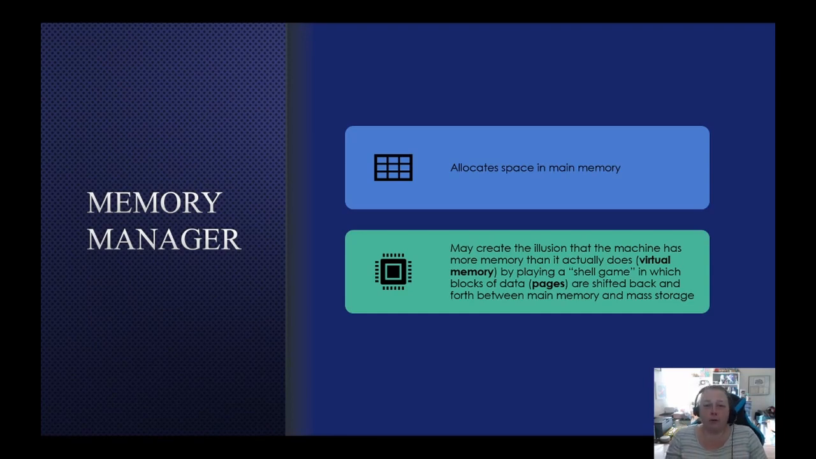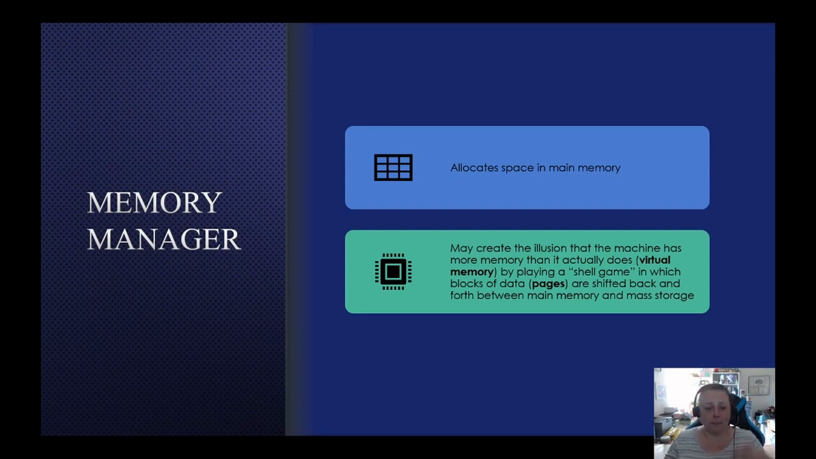Now, with virtual memory, your computer is going to switch back and forth between the main memory and the virtual memory, and the example they give in the book is it plays one of those shell games of shifting these blocks of data around. Now, these blocks of data we call pages, and it's just going to move the pages in between the main memory and the virtual memory. This is going to allow your computer to run much faster and more efficiently without actually needing to install more memory.